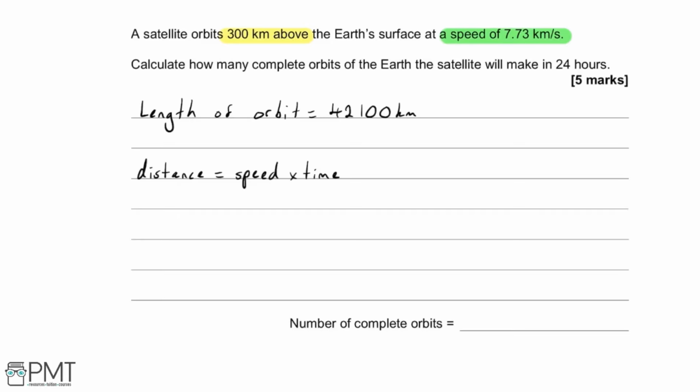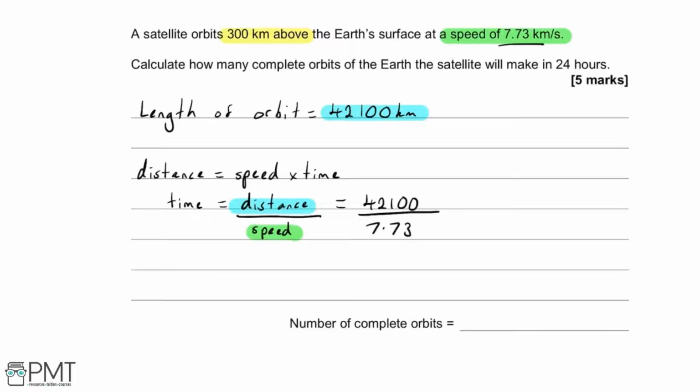We want to find the time, so we need to rearrange this equation to give us time equals distance divided by speed. And we've done that by dividing both sides by speed and then just flipping them round. So we've got time on the left just because it looks neater that way. And we can substitute the values in. So first of all, distance. So we know that we want the length of the orbit for the distance. So that's 42,100 kilometres. And secondly, we want the speed. And I've already highlighted that up here, 7.73 kilometres per second.